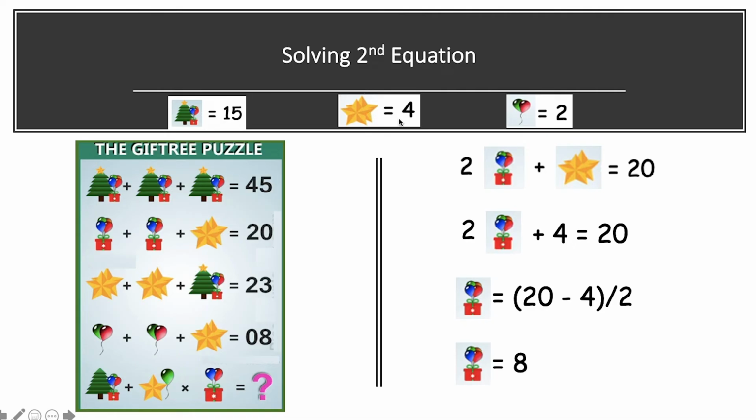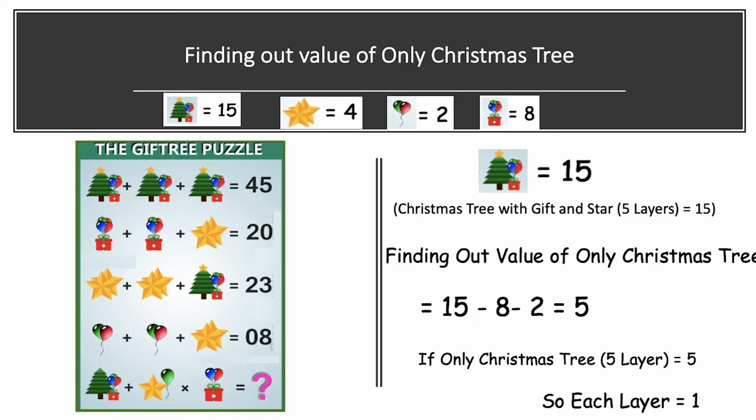One pair of stars is equal to 4. One pair of balloons is equal to 2. And one gift box with 8 balloons is equal to 8. Now jumping on to our last equation. Okay, sorry. Before the last equation, we have to find out the value of only the Christmas tree.